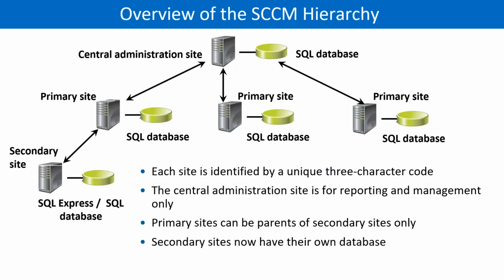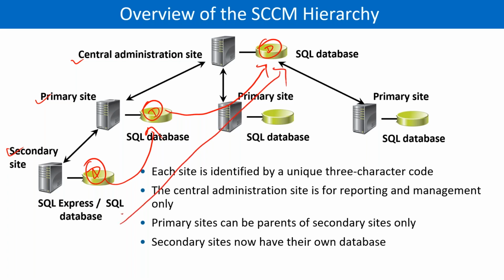Database travels: all sites have a database, secondary, primary, and central. Each will have a database. As you see, this is database, database, and database. So the secondary will send the data to the primary, and the primary will replicate the data to central. So it is basically data traveling from downward to upward.